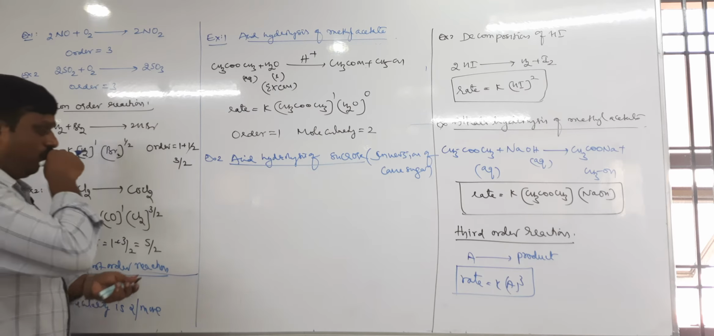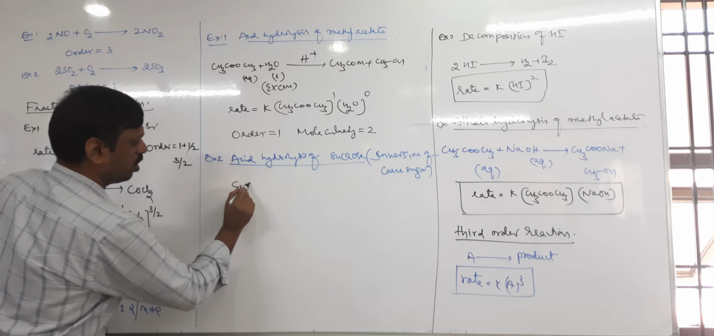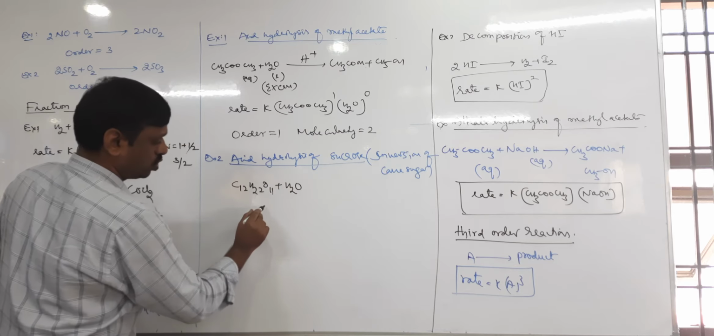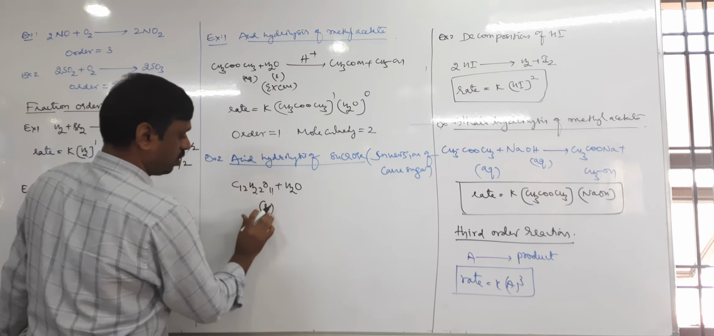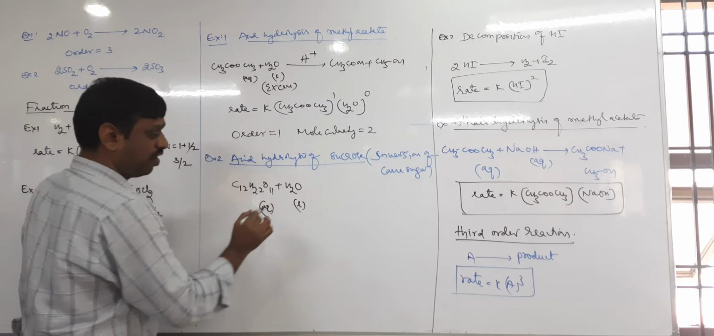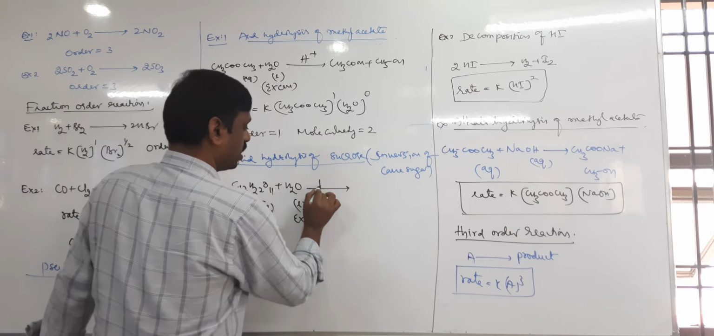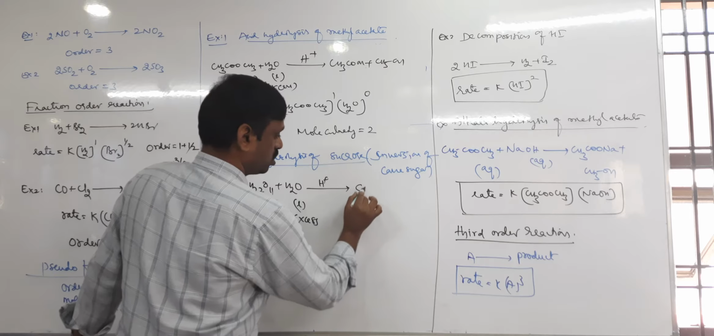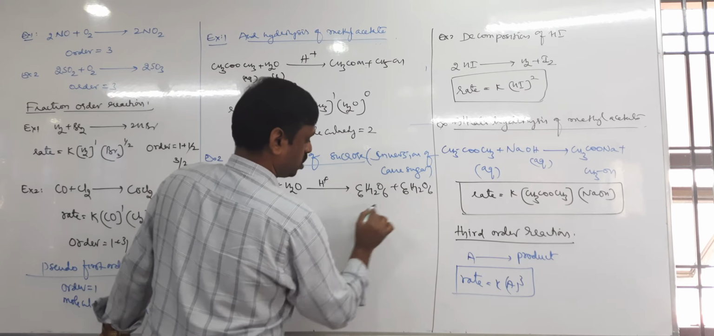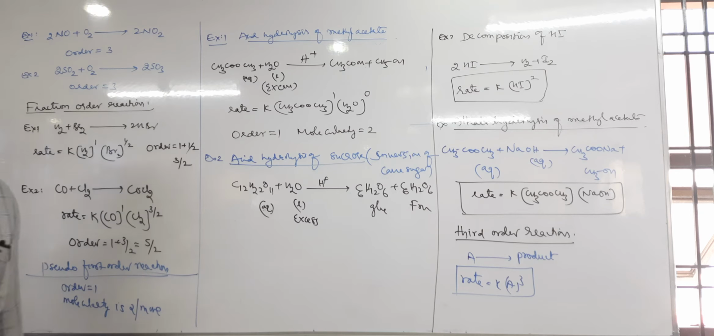How? Here sucrose undergoes hydrolysis: C12H22O11 sucrose plus water. Sucrose is in aqueous medium, and water is a pure liquid, and moreover water is in excess. In acidic medium it gives C6H12O6 plus C6H12O6. One is glucose, another one is fructose.